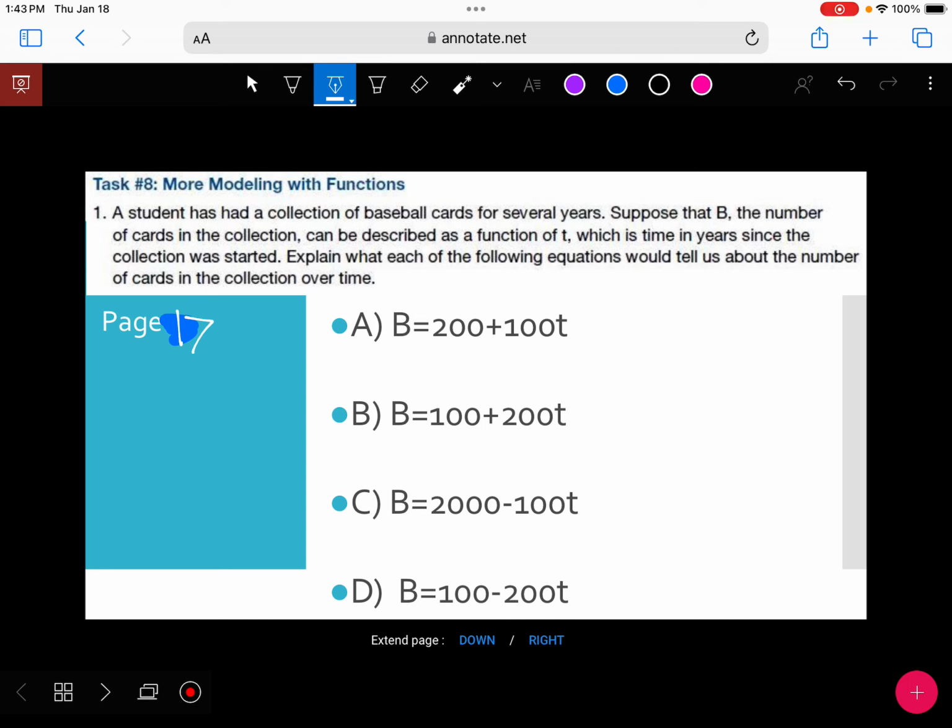All right, so what we got here is that a student has a collection of baseball cards, and they've had it for several years. And B is the number of cards in the collection. So that's what B stands for. And the relationship that the student has with their baseball cards can be described in terms of time. So we're going to take the fact that T is time and B is the total number of the cards that they have and explain what each of these equations would mean to the collection. So we're taking the equation and then putting it into words for the story. So we're kind of like half writing our own stories.